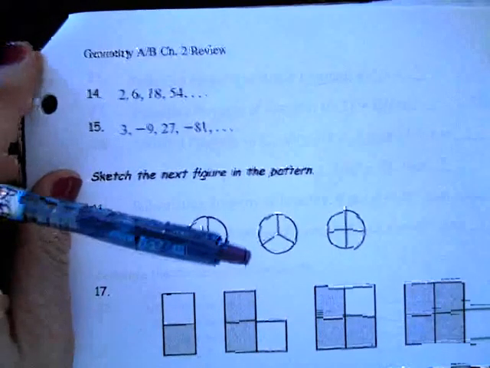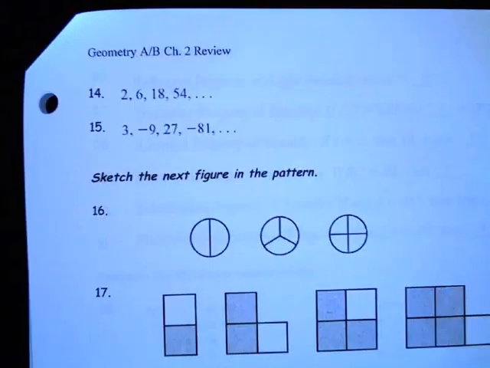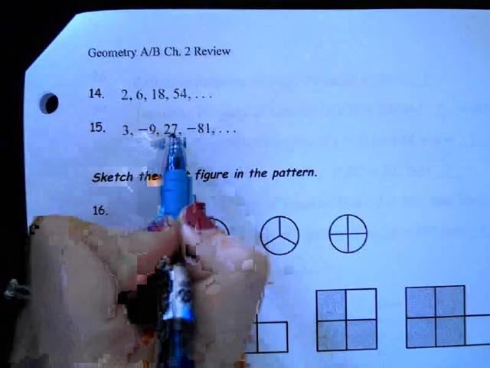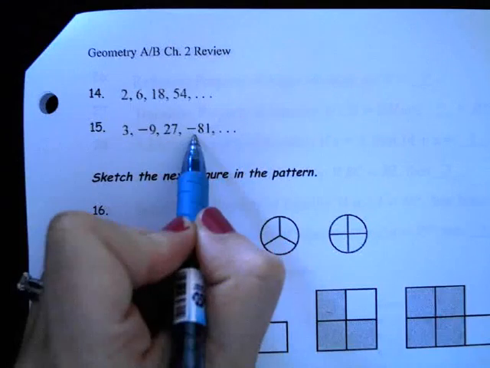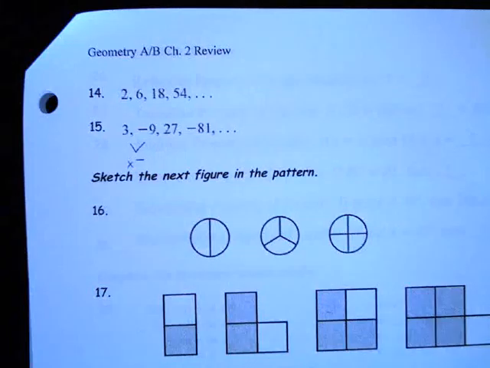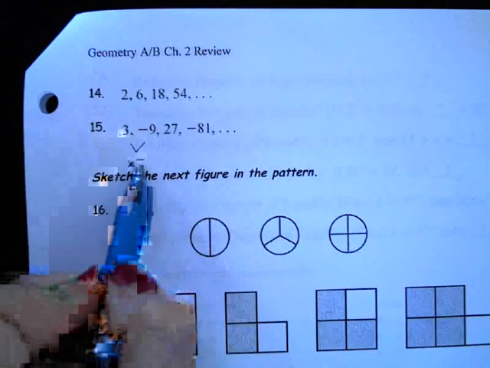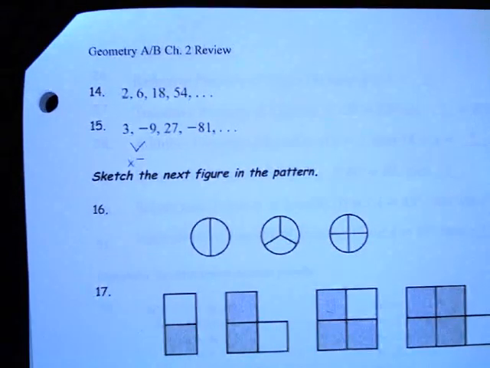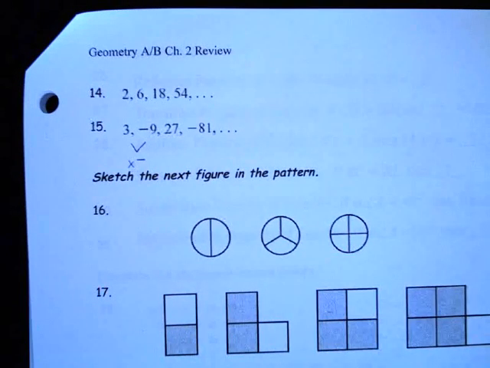All right, looking at page 3, number 15. Number 15 is the sequence 3, -9, 27, -81. The very first thing I notice is it goes from positive to negative to positive to negative. So that must mean I'm multiplying by a negative number. But I don't know what number, because a positive 3 times a negative number gives me negative. A negative times another negative is going to give me a positive. That's what allows me to alternate between signs.